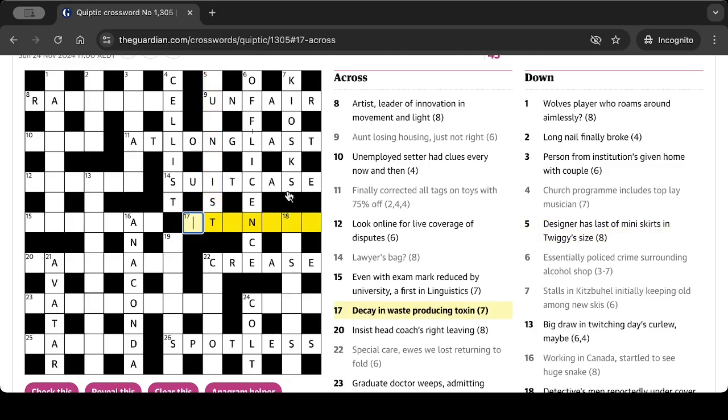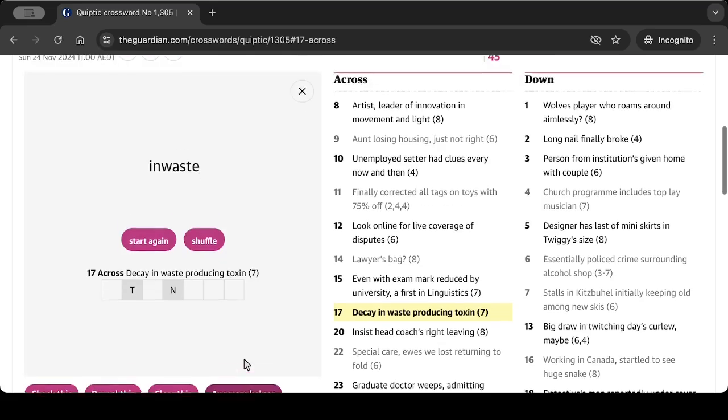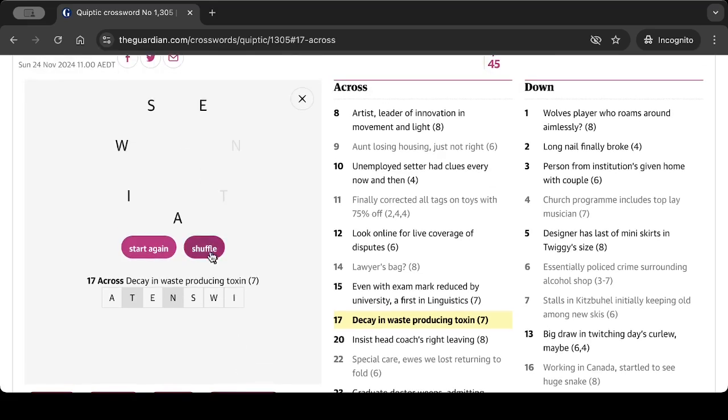So, decay in waste producing toxin. Okay, there's a T in the words "in waste". Let's see if this anagram helper gives us anything. It's probably not going to be starting with a W. Could be starting with an S or perhaps an A. I think the S is possibly more likely. I'm not sure. I do feel like we should be able to get this. It's the Quiptic, so the words we're looking for should not be too esoteric.